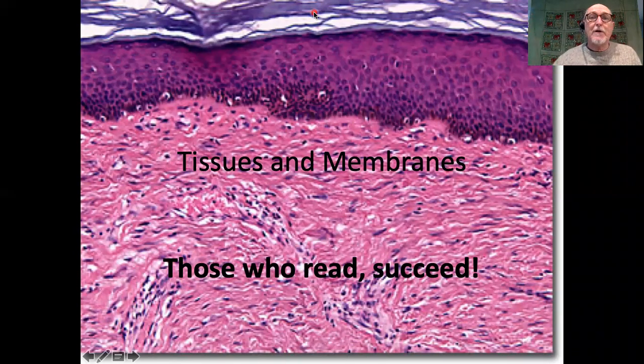We take it up through various levels. Eventually, we're going to be talking about organs and various organ systems and how they work. For today's class, we're going to be talking about tissues and membranes. That is the lowest level of organization of cells, and we're going to see that there are various ways in which cells join together and the way that they form different tissues.